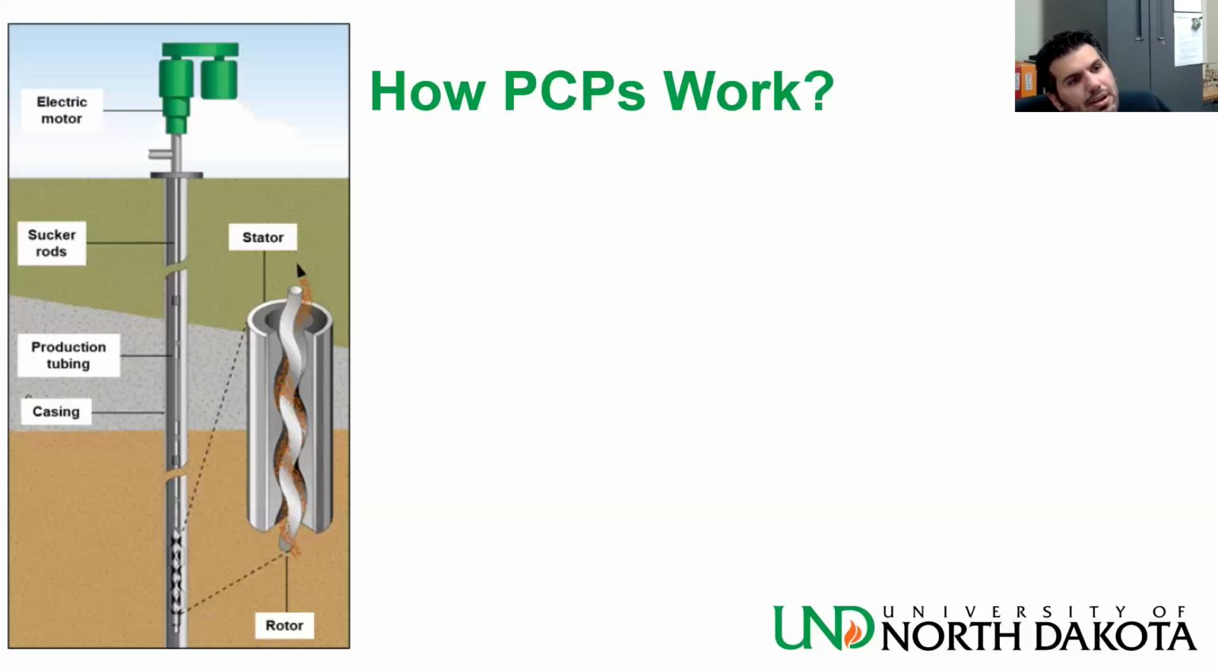So how does it work? You have a stator that the rotor is rotating inside. The bigger part of the stator is made of something called elastomer, which is very easy to replace if something goes wrong. But again, it's downhole stuff. And then on the surface, you just see the electric motor. That's it.